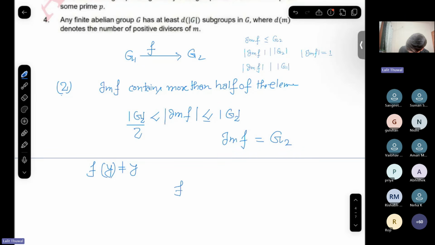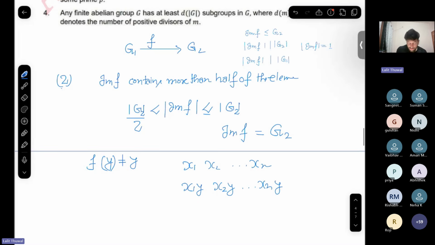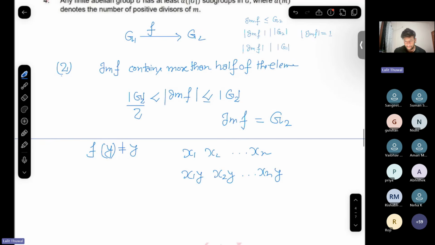Suppose the half of the elements x1, x2, ..., xn are fixed. What will be the image of these elements? These are distinct elements, right? The images of these elements will be x1y, x2y, ... so it means that these elements are not fixed either.